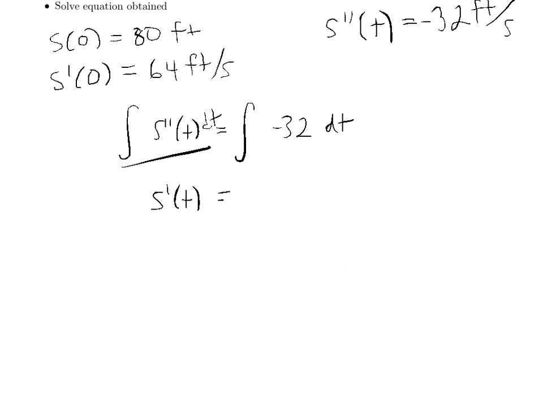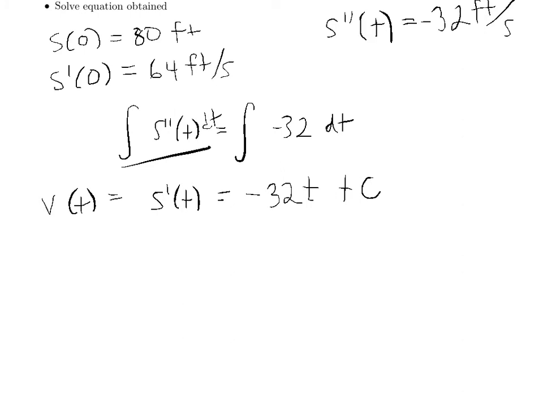And then on the right side, we're following the same rules we've been looking at. So it's just a constant. So what are we going to be left with? Negative 32t plus c. Okay, good. So negative 32t plus c. This is our speed. This is our speed function.